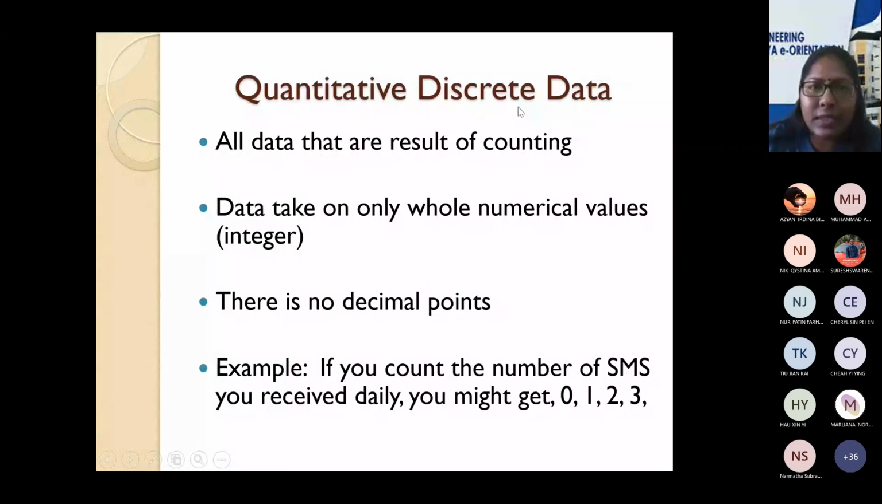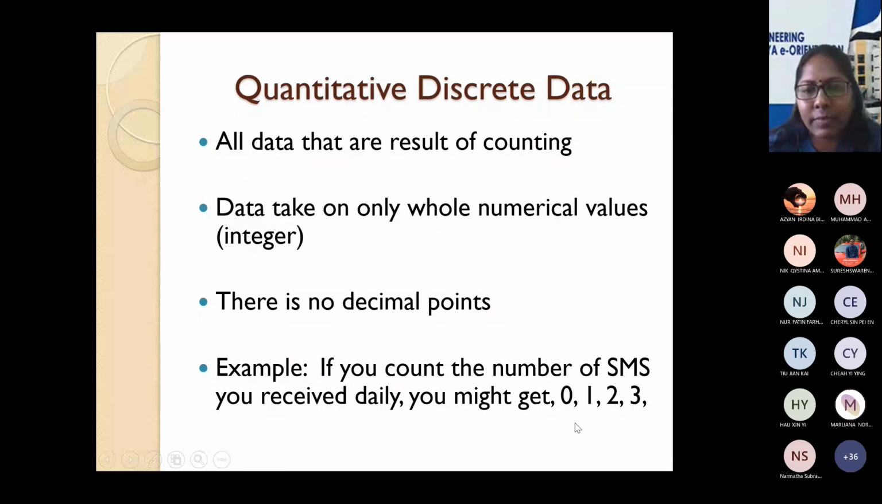So discrete data are the results of counting. So it's a whole number. You don't have decimal points for it. It doesn't have small breakups of it. And the simplest example is the SMS. Okay, you can have 0 SMS, you can have 1 SMS, you cannot have half an SMS.